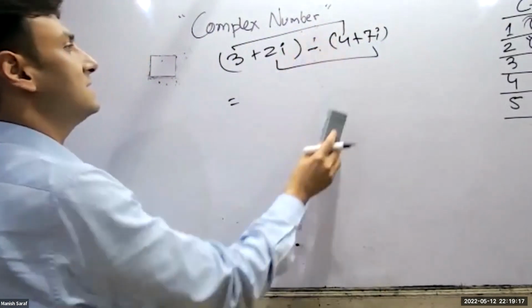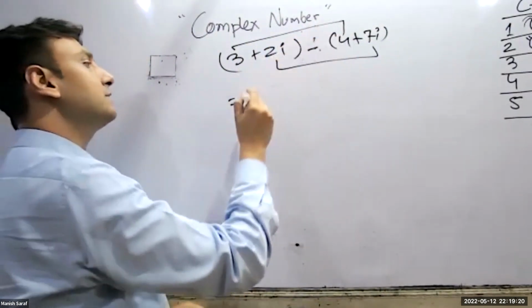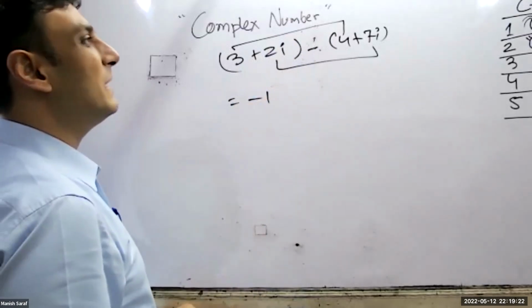Okay. Let's say I have to perform subtraction. So subtraction उसी तरह से. Subtract real part. 3 minus 4. 2i minus 7i.